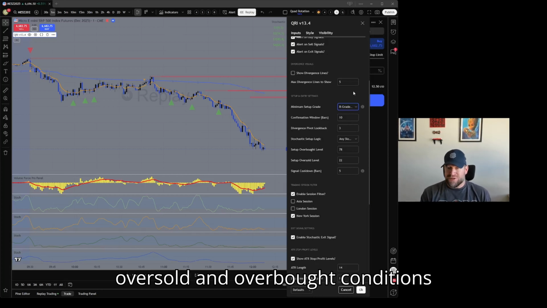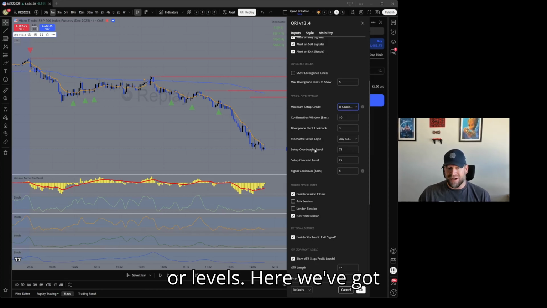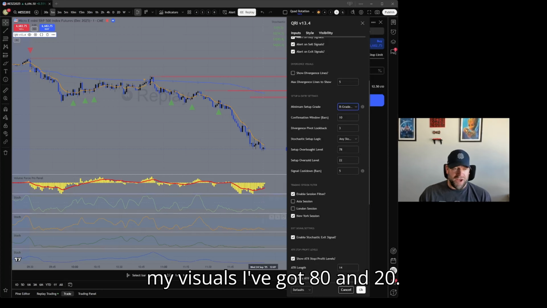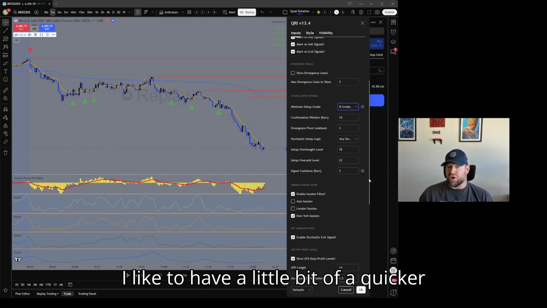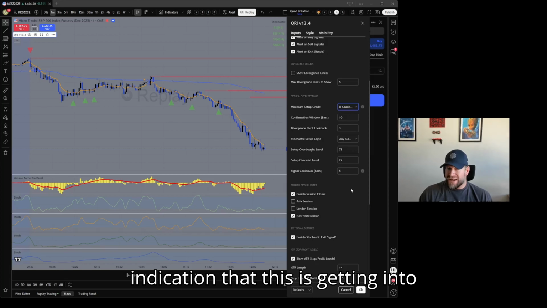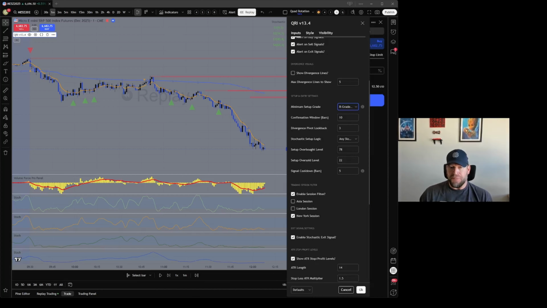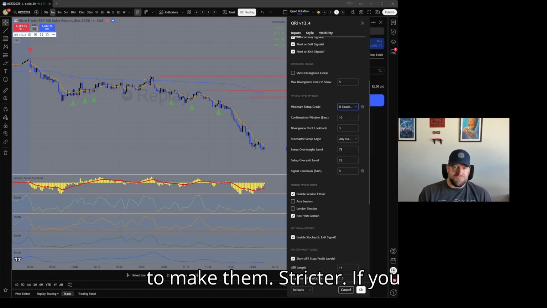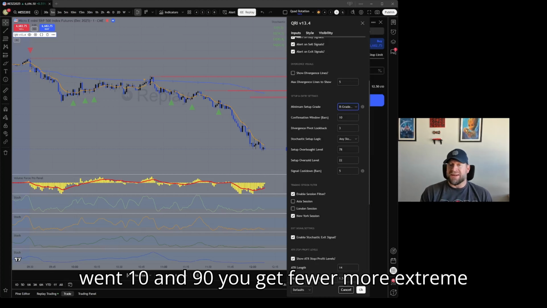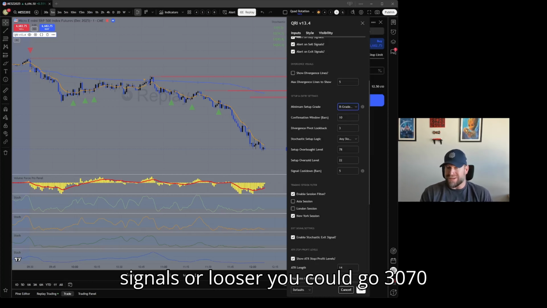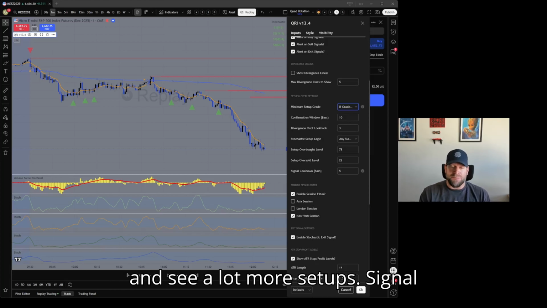So set up oversold and overbought conditions or levels here, right? We've got 78 and 22 by default. I know on my visuals I've got 80 and 20. I like to have a little bit of a quicker indication that this is getting into oversold territory, so I leave it at 22. To make them stricter, if you went 10 and 90, you get fewer, more extreme signals, or looser, you could go 30, 70 and see a lot more setups.